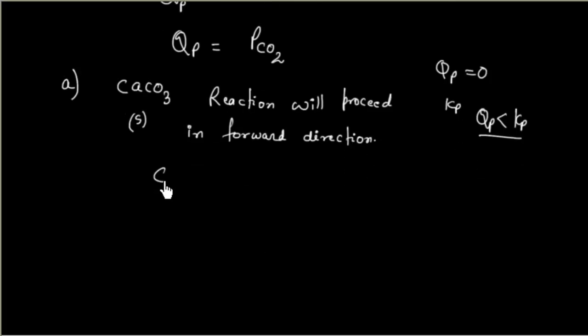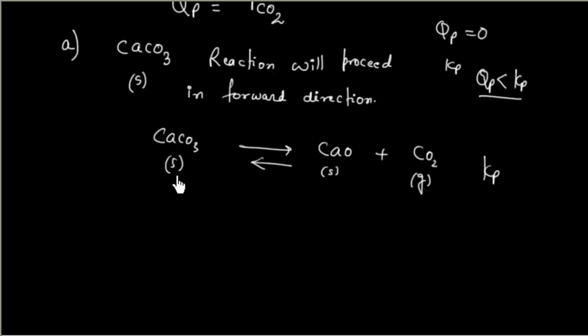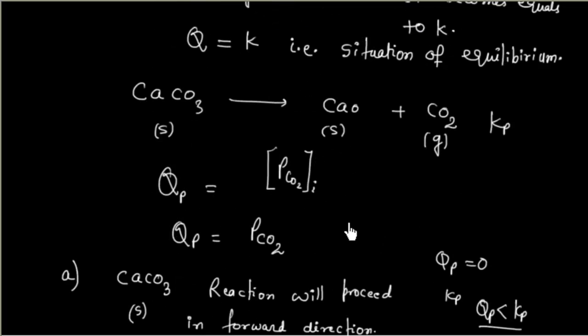That is, CaCO3 solid will decompose and give you CaO solid plus CO2 gas, and this reaction will happen so that finally I will have a situation where the partial pressure of CO2 becomes equal to Kp. So the reaction will proceed till the partial pressure of CO2 is equal to Kp, because Kp is also nothing but the partial pressure of CO2, but this time the partial pressure of CO2 is at equilibrium.